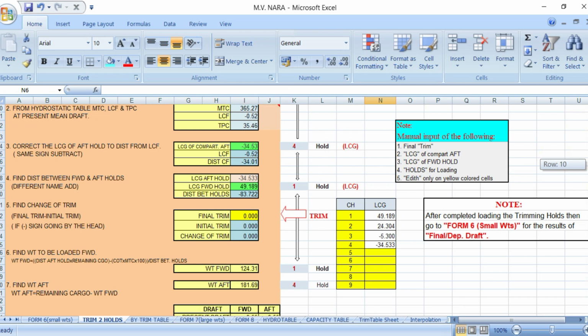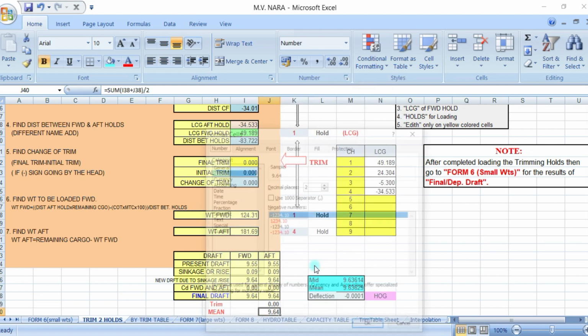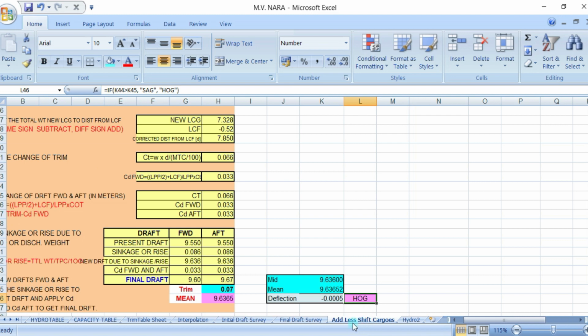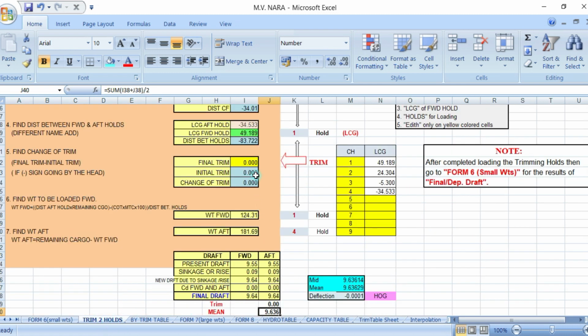Okay. What will be your draft forward? Forward will be 9.64, aft will be 9.64. And your mean is 9.363 and your deflection. But in our example, it says you have a draft trim of 7 centimeters. So we check 7 centimeters here, 0.07. How much are you going to load in number 1?